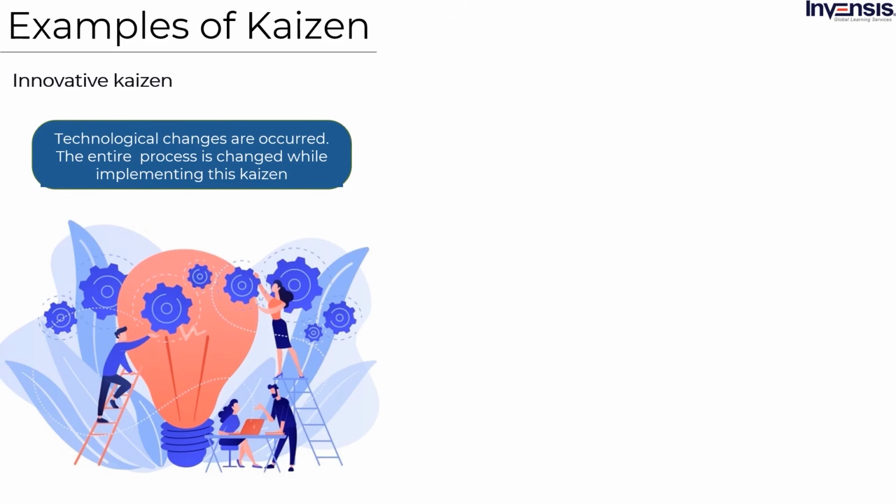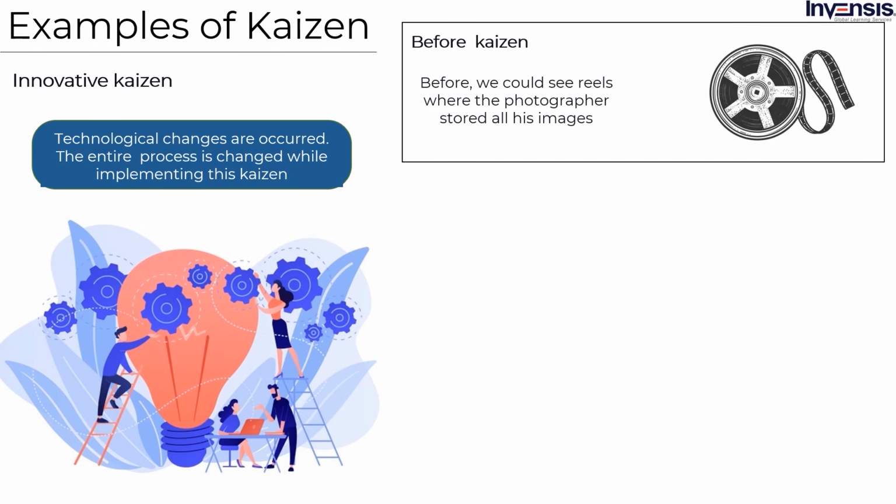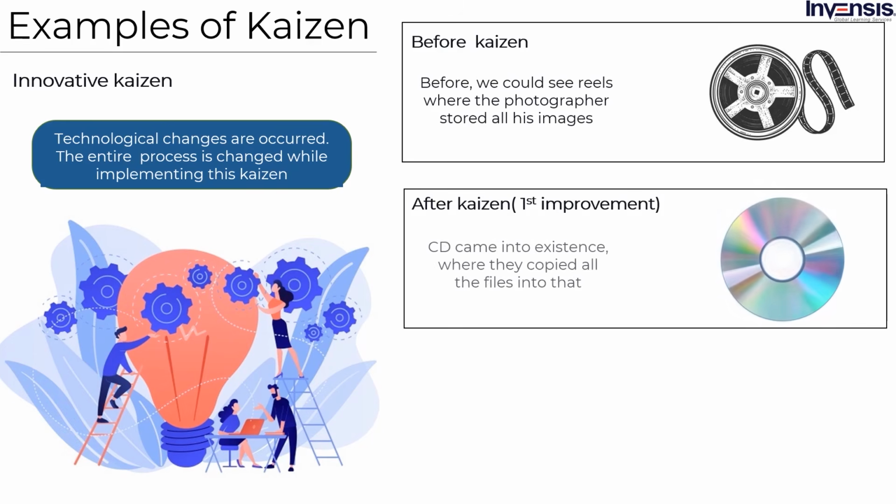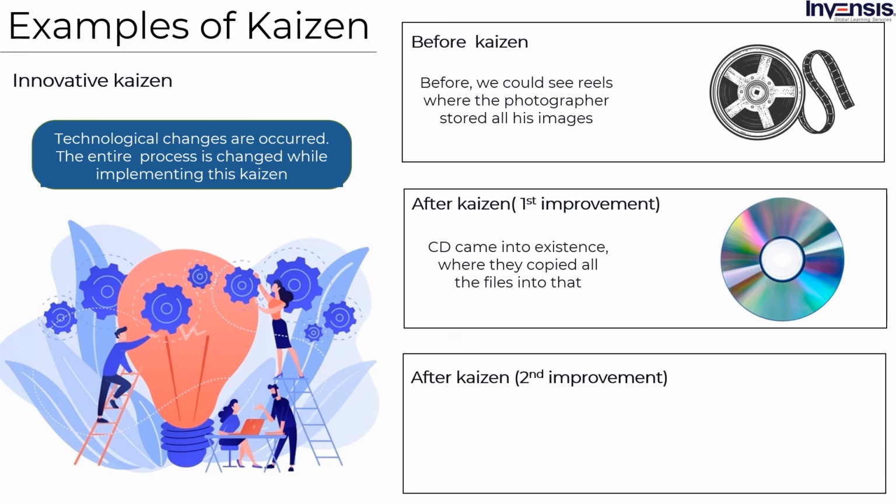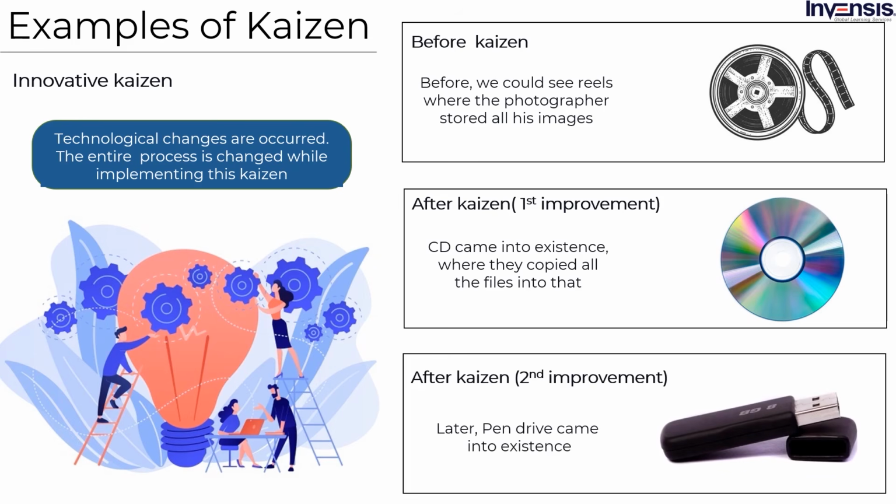The next category is innovative Kaizen. Here, technological change occurs. That is, the entire change occurs while implementing the Kaizen. The best example of this would be storing images. Before, we could see reels where the photographer stored all his images. Later, CD came into existence, where they copied all the files into that. Later, when innovation in technology began, pen drive came into existence.